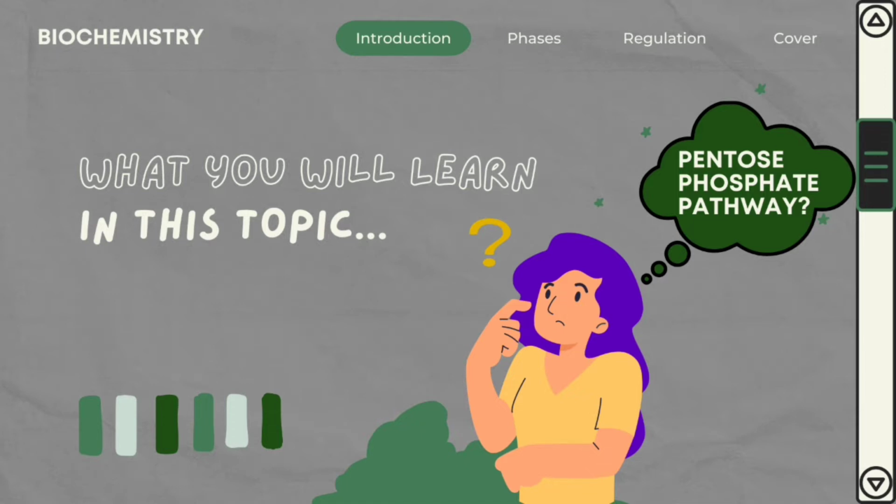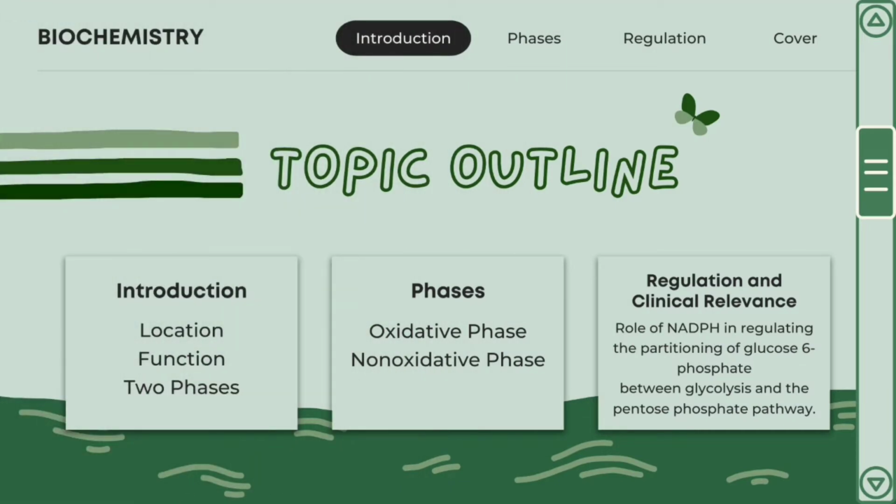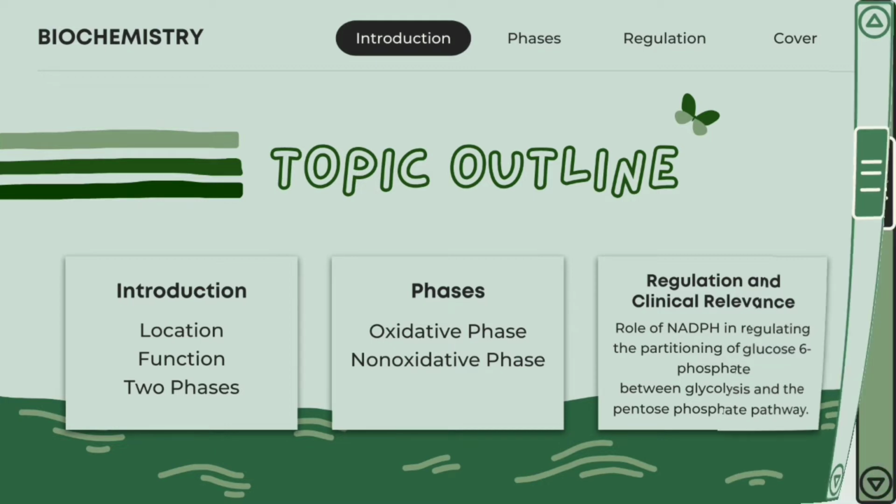Now let's have the topic outline. We will discuss the introduction. Of course, we will introduce what this pathway is, its location, function, and its 2 phases. For the phases, it has oxidative and non-oxidative, and lastly, the regulation and clinical relevance, including the role of NADPH in regulating the partitioning of glucose 6-phosphate between glycolysis and the pentose phosphate pathway. Alright, so now let's officially start our lesson.